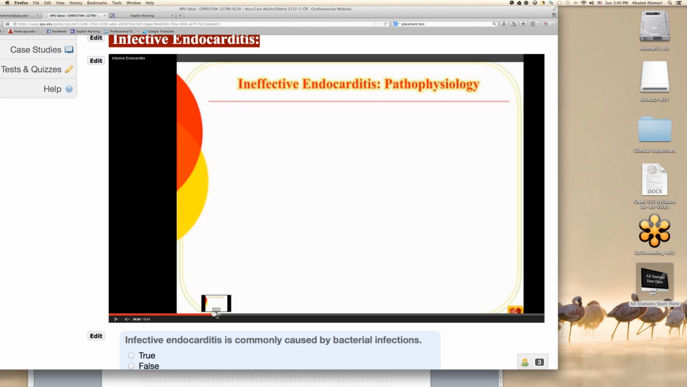By the way, there are different types of endocarditis, but the major type, or 90% of the cases, are infective. They're caused by infection. So that's our focus here.